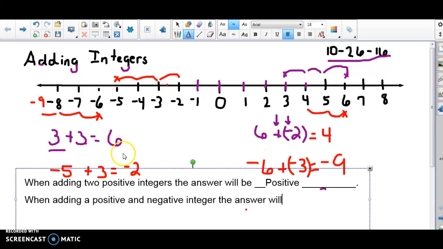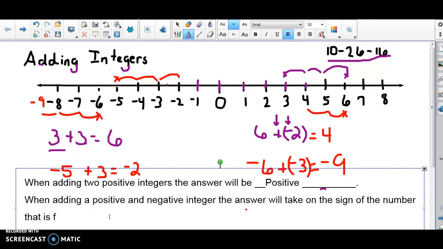Okay, let's test that out with the next one, where we had a -5 plus a +3. If I look on my number line, -5 is further away from 0 than 3 is from 0. So when we're looking at the sign, I know that my answer is going to be negative, because -5 is further away from 0 than 3 is. So when adding a positive and a negative integer, the answer will take on the sign of the number that is further away from 0.